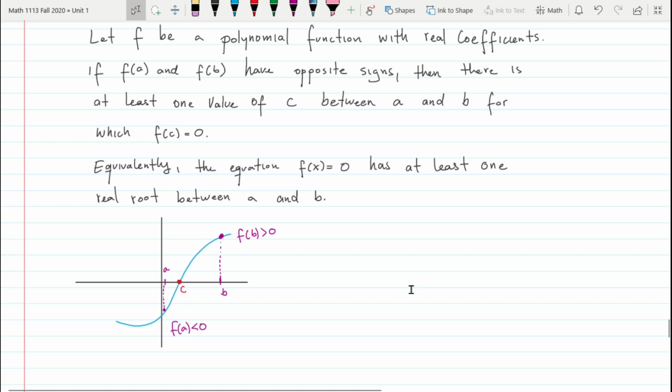And it kind of makes sense, right? You plug in a number, is it negative or is it positive? You plug in another number, is it negative or is it positive? So if they have different signs, it must cross the x-axis at some point.